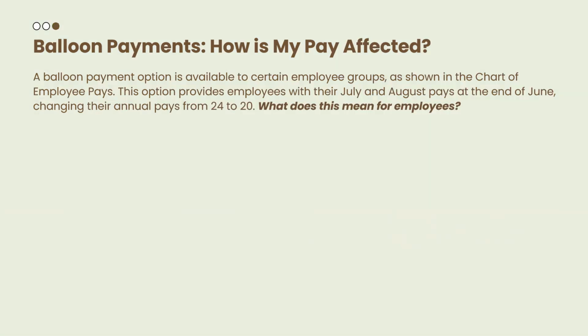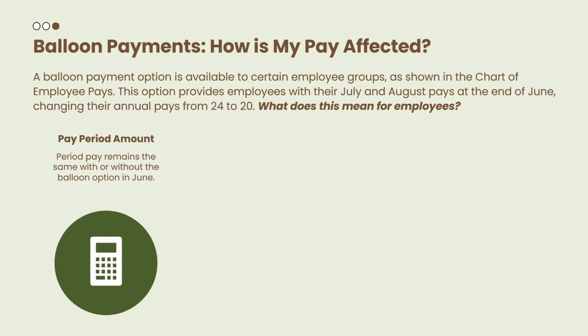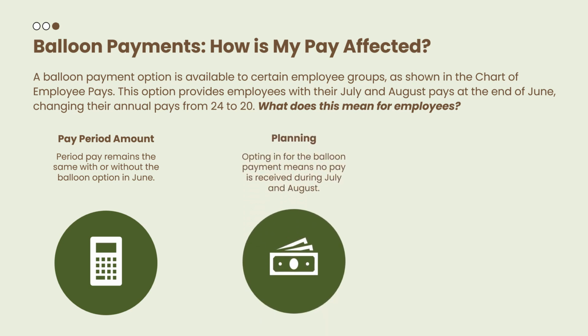A balloon payment option is available to certain employee groups as shown in the chart of employee pays. This option provides employees with their July and August pays at the end of June, changing their annual pays from 24 to 20. What does this mean for employees? It is important to know that opting in for the balloon payment does not change the amount of your period pay during the year. Your period pay amount is calculated on 24 pays per the annual pay schedule. Planning is important as employees who choose the balloon option at the end of June will not receive pay during July and August.